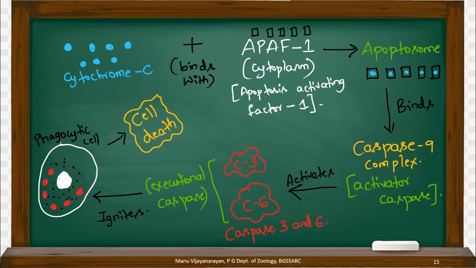The phagocytic cells now attack the cell that has leaking or damaged mitochondria. Now the cell is completely broken down into small pieces and it is completely engulfed by the phagocytic cells through the process of phagocytosis. So this is one mechanism where, when the cell has got injury within it, the intrinsic injury of the cell leads to the intrinsic pathway of apoptosis.